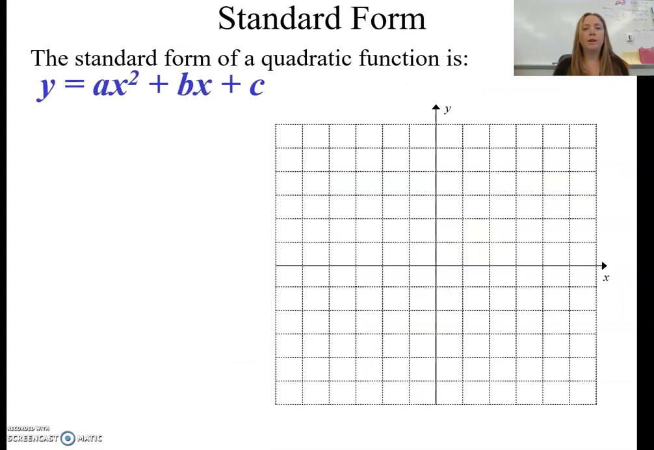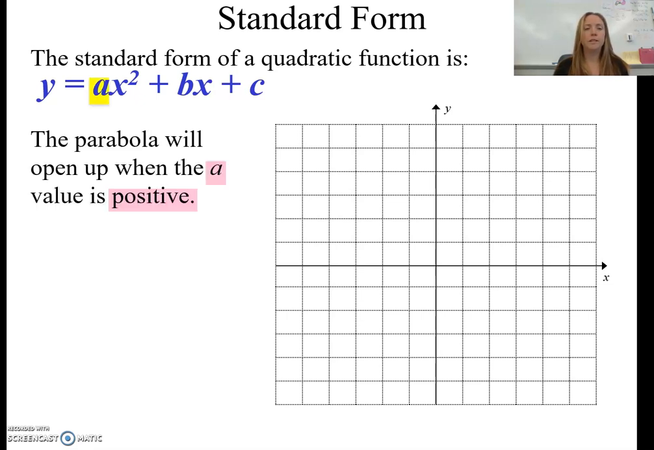The standard form of a quadratic is y equals ax squared plus bx plus c. We've been seeing this in the last unit when we were factoring our quadratics. The parabola will either open up or open down based upon the a value. So if a is positive, then it's going to be opening up. You can see there right above your parabola, a is greater than 0. So the parabola is going to open up if a is positive.